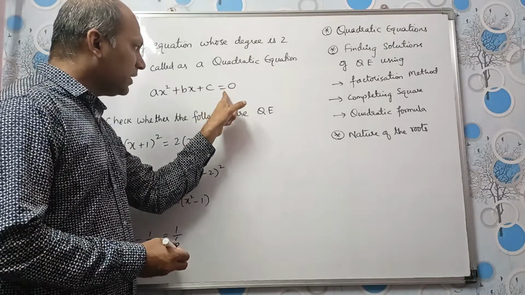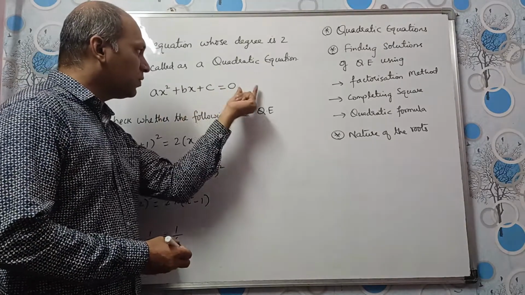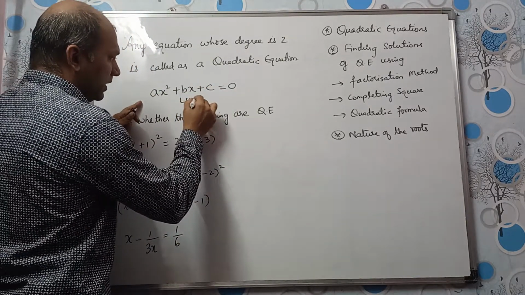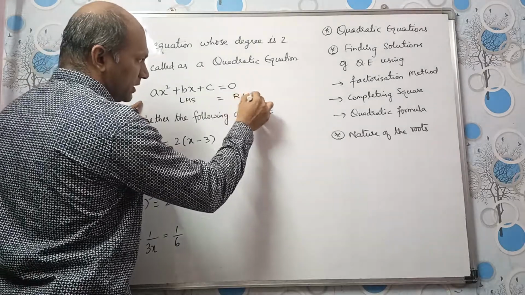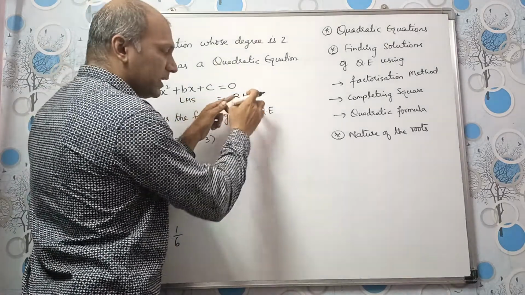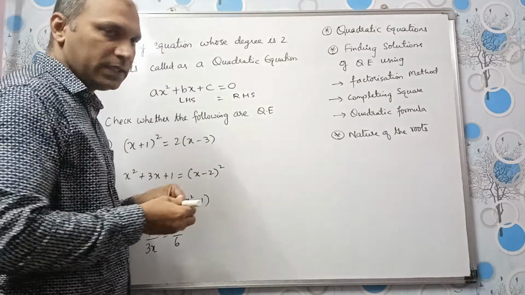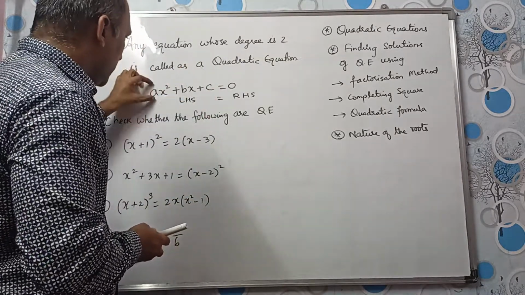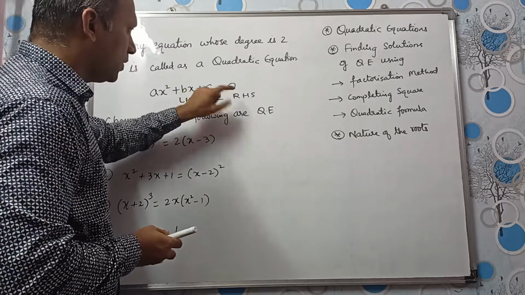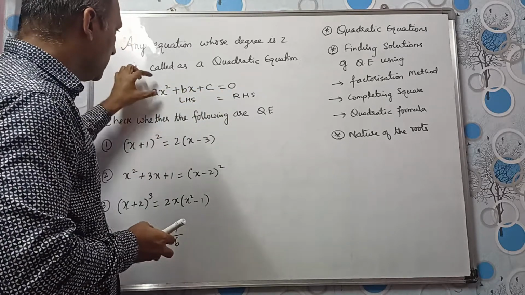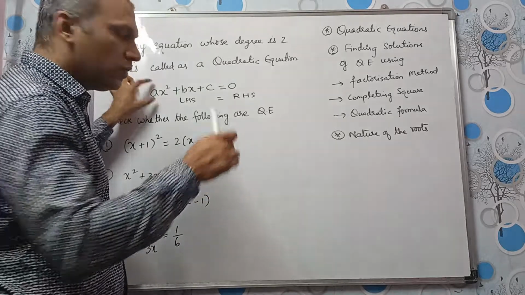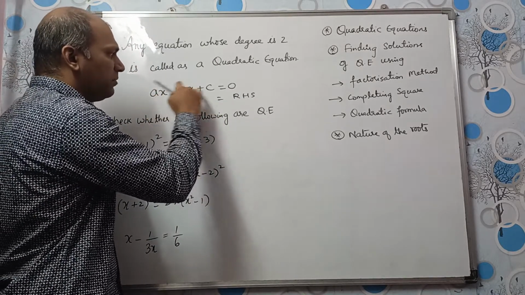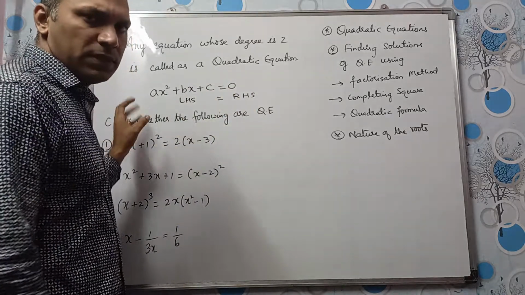In equations we'll have equal to 0, right? LHS is equal to RHS. So this is LHS, equal to RHS. Left hand side is equal to right hand side. Both will be equal. So this is the standard form of quadratic equation: ax square plus bx plus c equal to 0. This is a quadratic equation whose variable is x, and a, b, c are some real numbers.